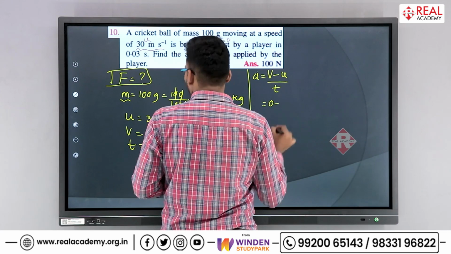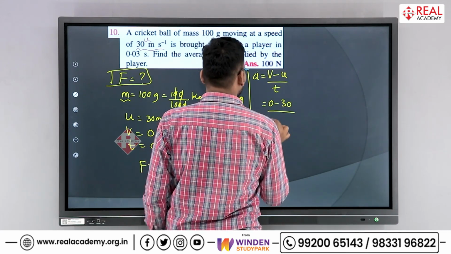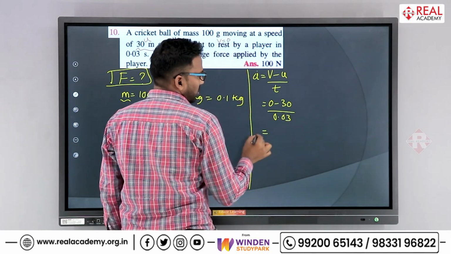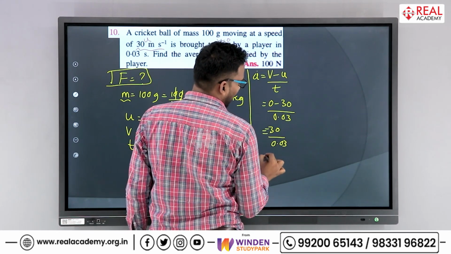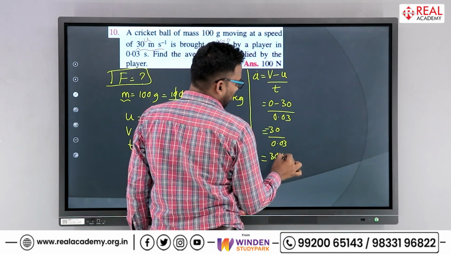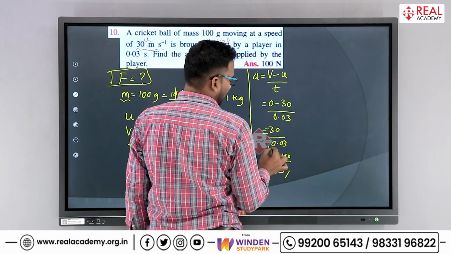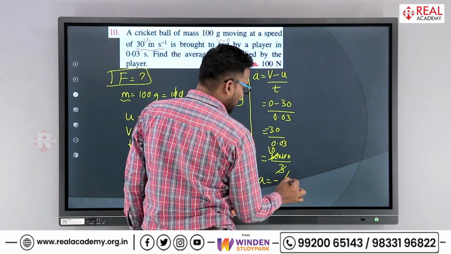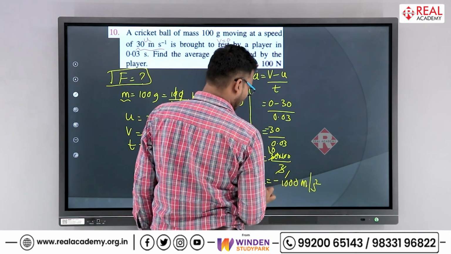Final velocity is 0. What about initial velocity? 30 meter per second. How much time? 0.03 seconds. Right? So 30 minus 30 upon 0.03. So can I say it as 30 into 100 upon 3? Right? And what about acceleration? It is minus 1000 meter per second square.